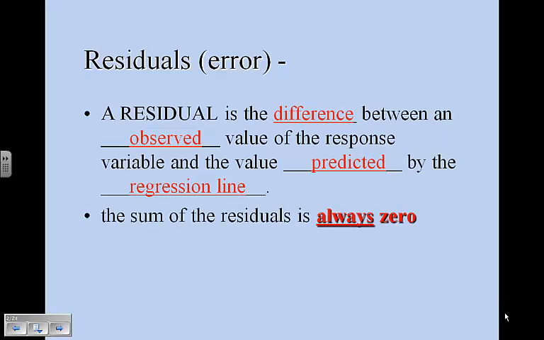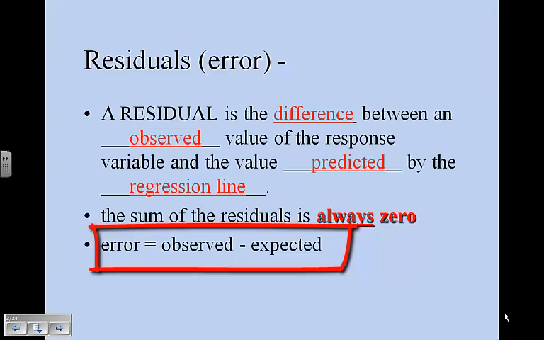One of the things about the sum of the residuals: if we were to take all the residuals and add them together, it is always going to be 0. That's just a characteristic of a line of best fit. A least squares regression line, if done correctly, should always give you 0 when you add up the residuals. You should always remember that the error is the observed minus the expected.